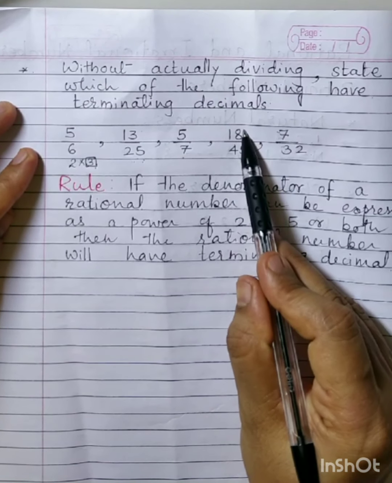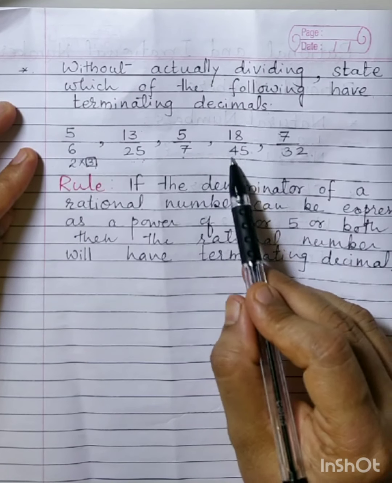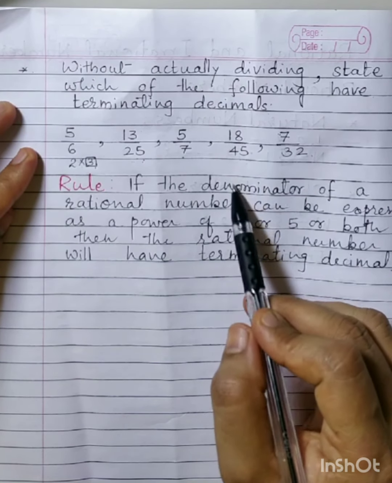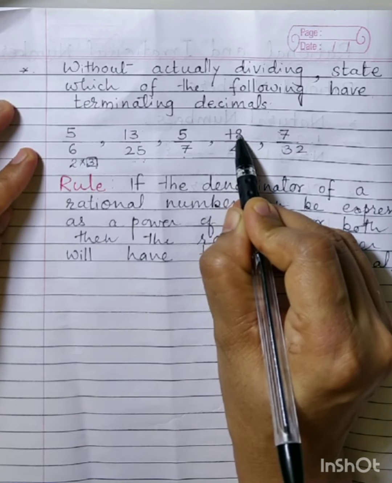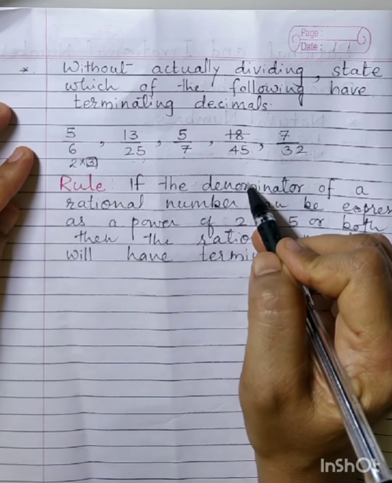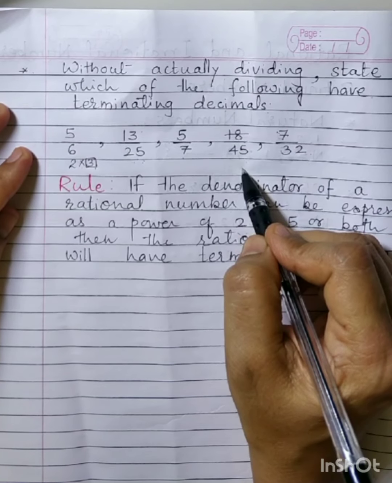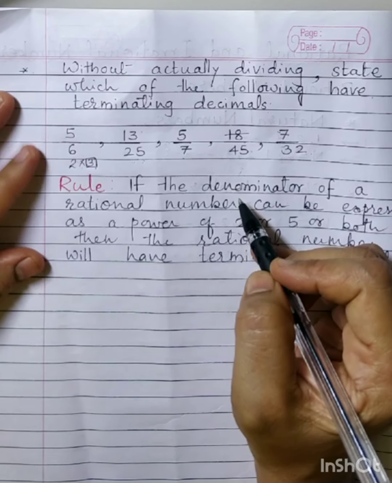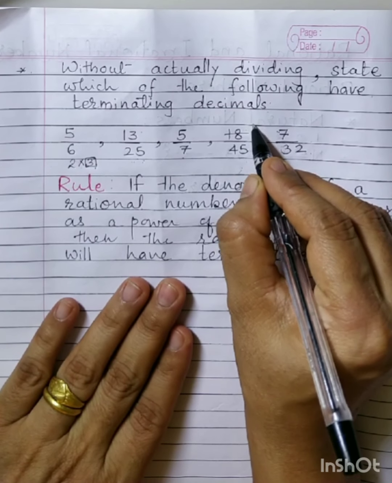Okay. 18 upon 45. So you may think that 45 will come as 9 into 5. Then 9 is some power of 3. But you cannot ignore that these numbers can be simplified by 9. So you have studied earlier, the fraction should always be in the simplest form, right? So you first simplify it and then go for the conclusion.